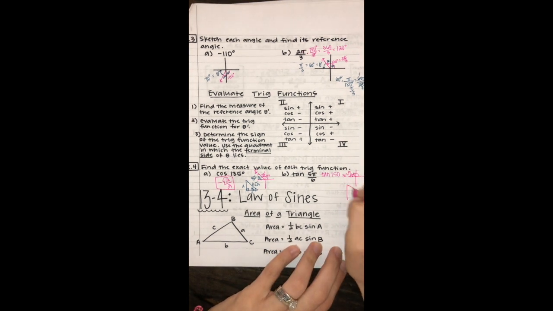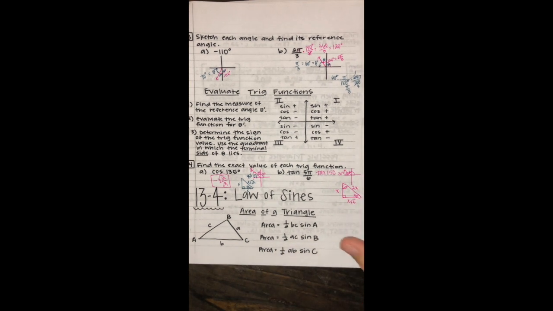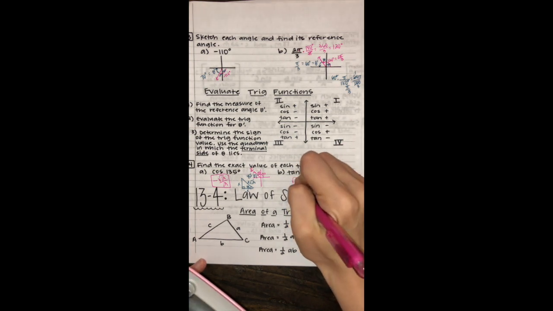So then this one is a 30, 60, 90. So x, x radical 3, and 2x. And again, that's kind of the basis for how the unit circle gets its values. Again, I'm going to be using the chart. So I'm going to do tan of the 30-degree angle. So looking at the side in my book, tan of 30 is radical 3 over 3.